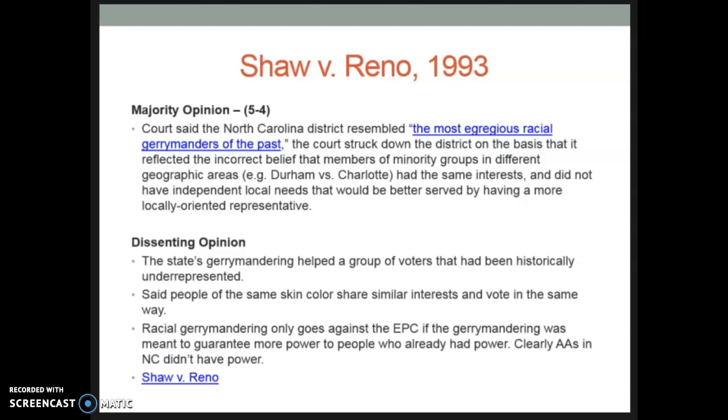They said that racial gerrymandering only goes against the Equal Protection Clause of the Constitution if the gerrymandering was meant to guarantee more power to people who already had power. So if districts were drawn to disenfranchise black people, then that would violate the Constitution. But if these districts were drawn to help black people who were historically underrepresented, then it is not a violation of the Equal Protection Clause. But the majority opinion was that the districts were illegal, so the districts were thrown out.